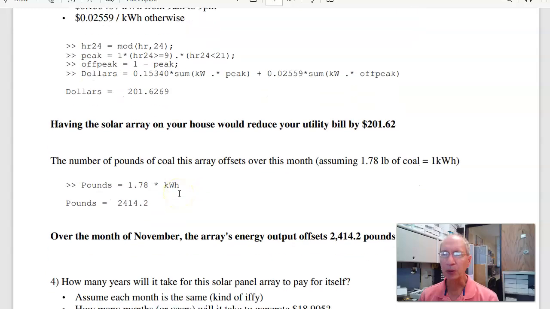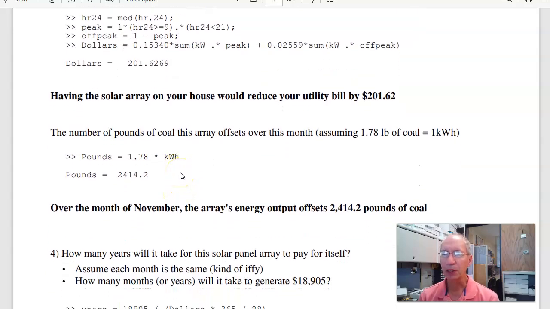Now, the number of pounds of coal I offset: each kilowatt hour takes 1.78 pounds of coal to produce 1 kilowatt hour. That's at the Milton Young coal plant in North Dakota. The solar panels offset 2,400 pounds of coal. That's 2,400 pounds of coal that didn't have to be burned to power my house.